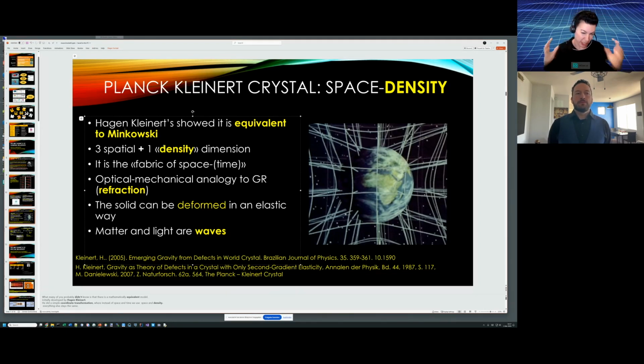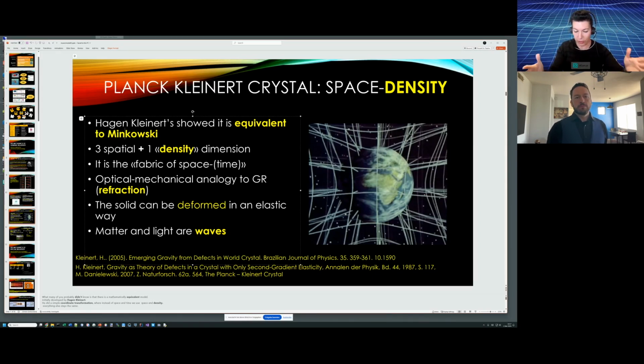But based on the properties, it's got to be really stiff, okay? Because you have to get the speed of light, right? So he has shown that you can map this. It's just a coordinate transformation. And so instead of this really hard to imagine four-dimensional Minkowski space-time, which I don't know if you can picture, right?